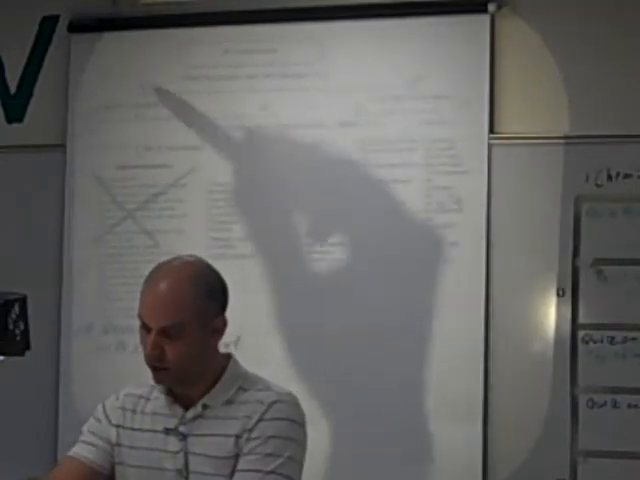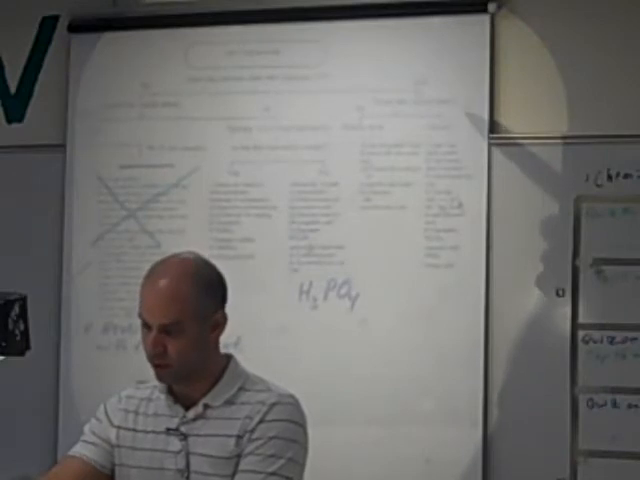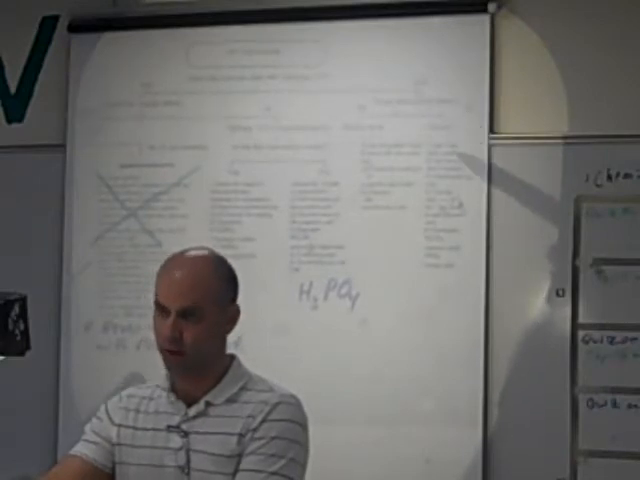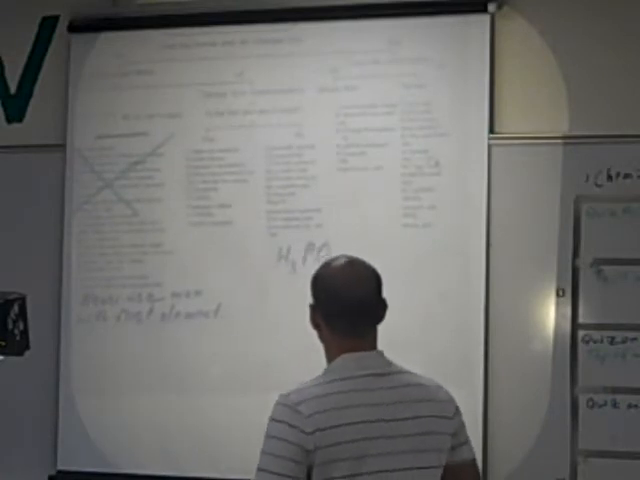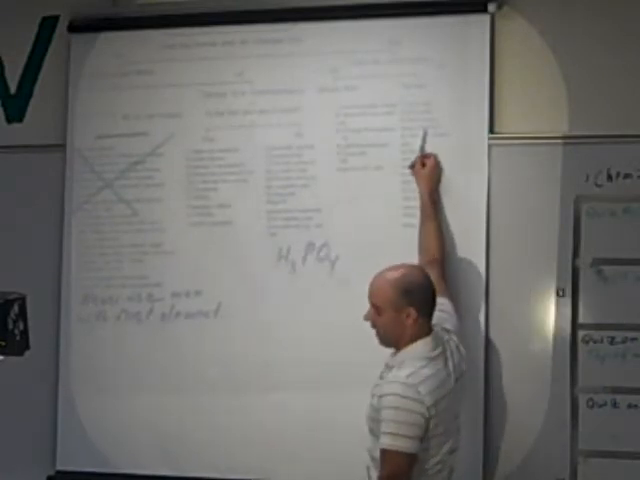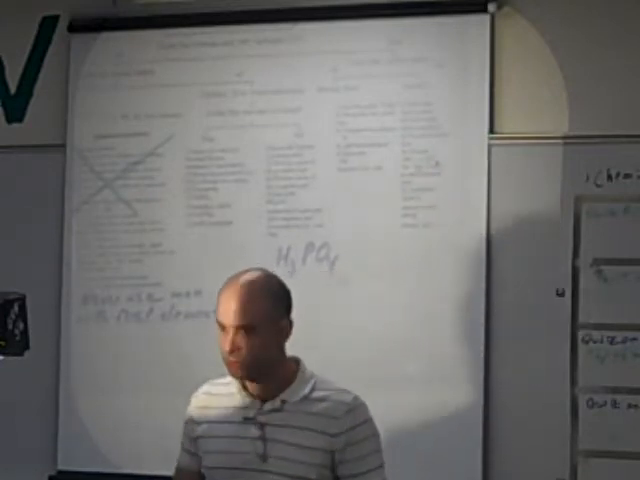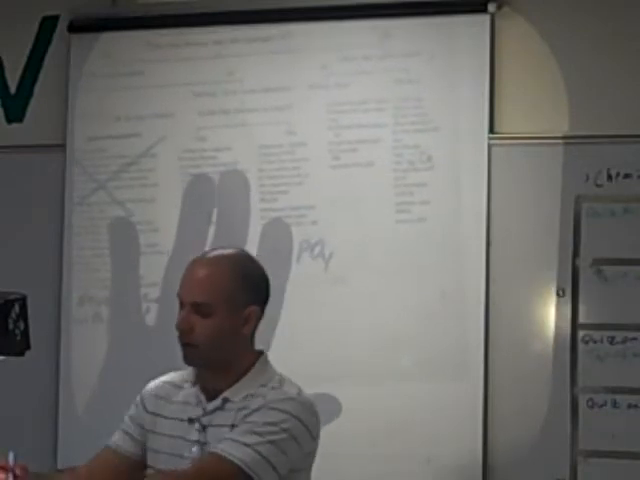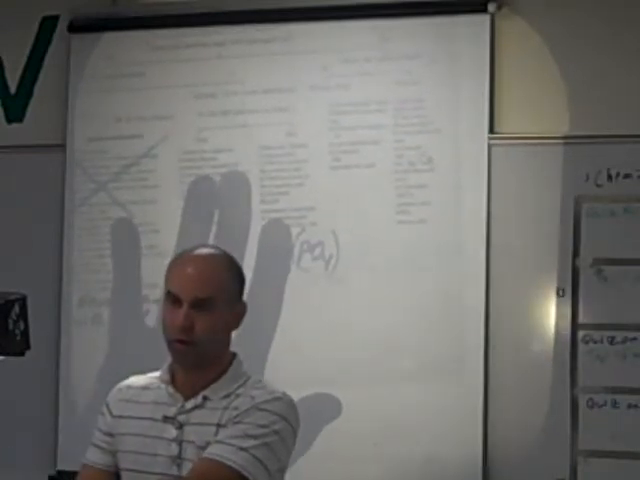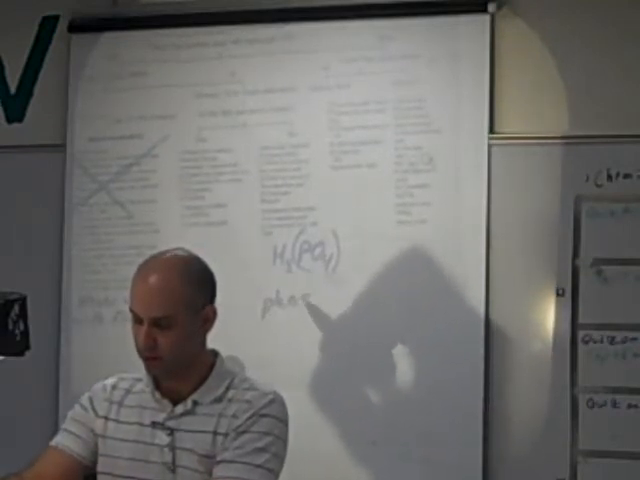Okay, so does it start with H? Yes. How many capital letters? More than 2. Don't use the prefix hydro. So for ternaries, we never use the prefix hydro. In fact, don't worry about naming the hydrogen. Just find the polyatomic group. So we don't name the H at all. All we have to do is name the polyatomic group. So what's the name of PO4? Phosphate.